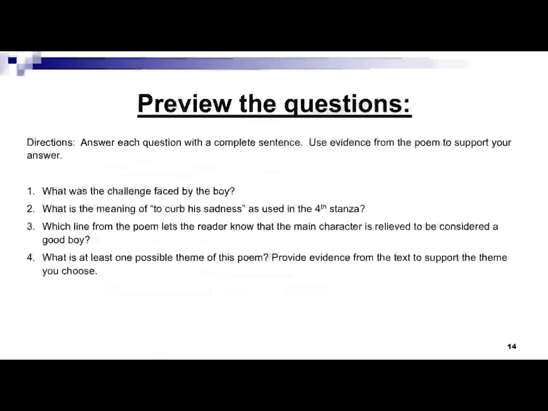So now we're going to preview the questions. If you look at number 1, we're going to be asked what the challenge was that the boy faced. Number 2, what was the meaning of to curb his sadness as used in the 4th stanza? Number 3, which line from the poem lets the reader know that the main character is relieved to be considered a good boy? And number 4, what is one possible theme of this poem? And then we'll have to provide evidence from the text to support that theme.